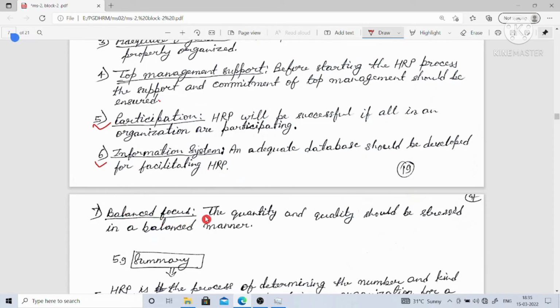Balanced focus. The quantity and quality should be stressed in a balanced way. Quantity and quality means how many people are required, and what should be the quality of the people required. That kind of balance should be properly analyzed.